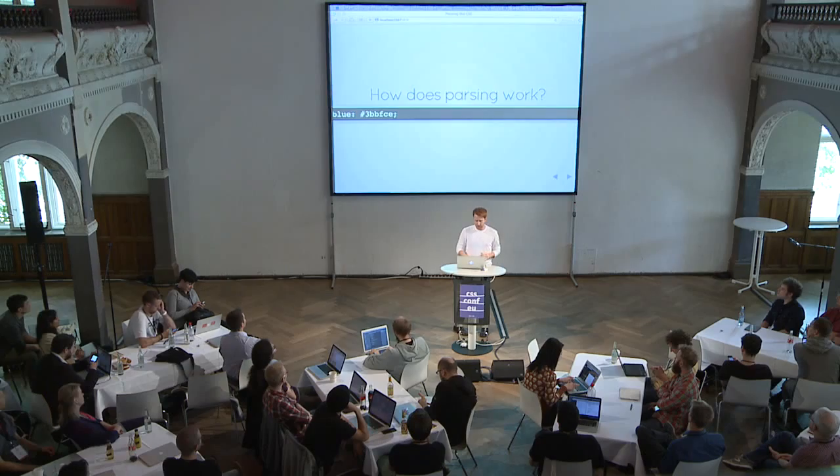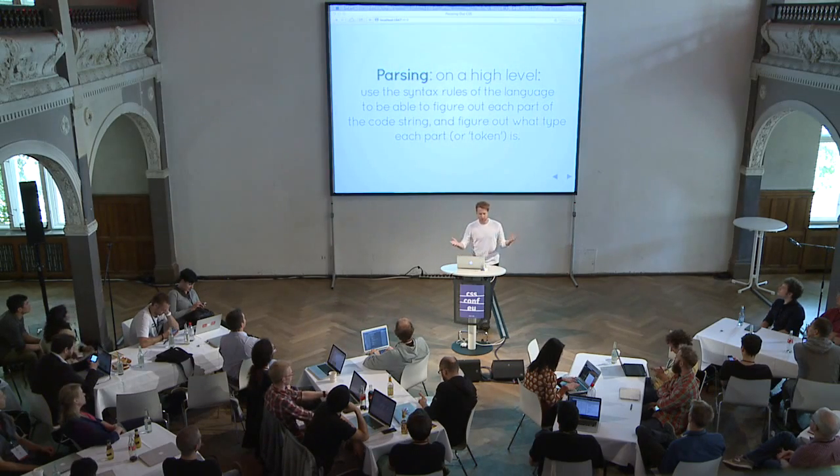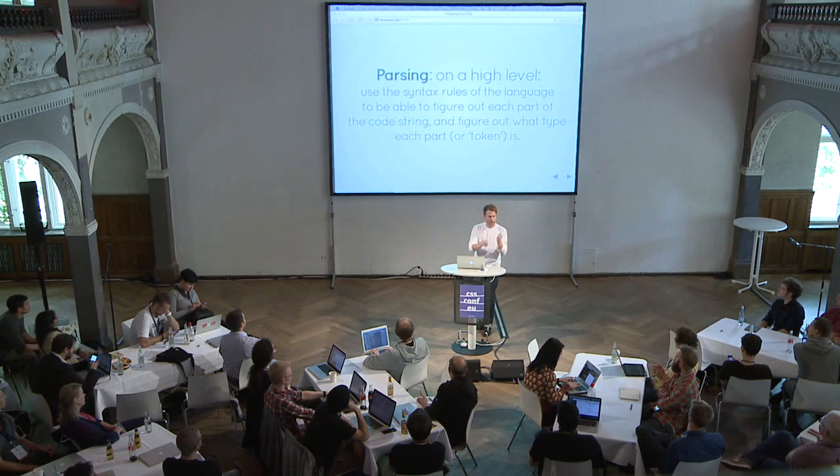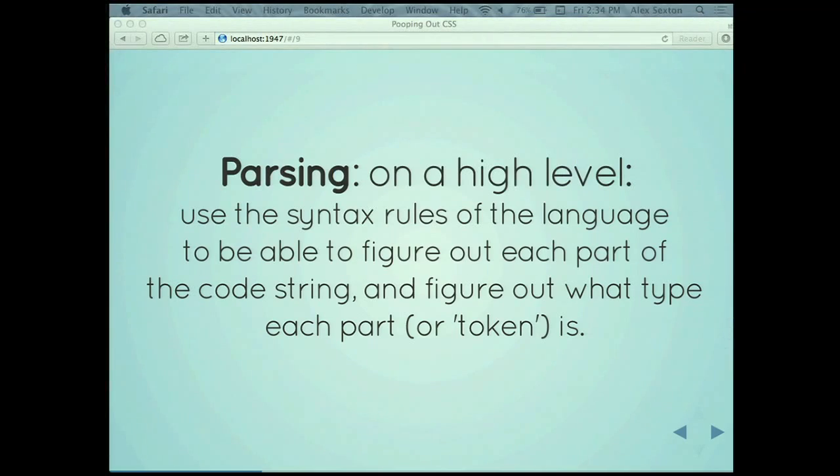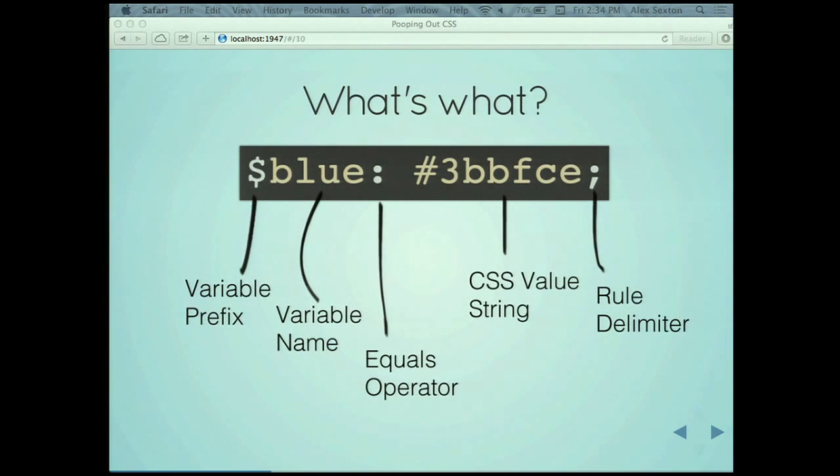So parsing is actually pretty easy. On a high level, it uses syntax rules of the language, and it figures out what every little part of a string is, and it breaks them down into tokens. So in this case, you have the $, which in Sass means that it's the start of a variable. And then you have the name of the variable, which is blue in this case. You have the equality operator. CSS uses the colon to mean equals. And so that's what Sass uses. And then you have the value. It could be any arbitrary string usually.